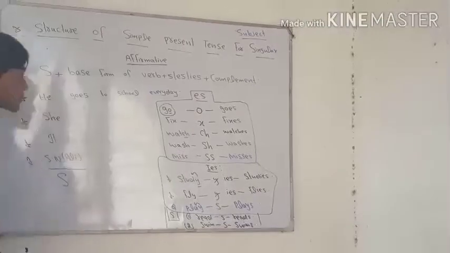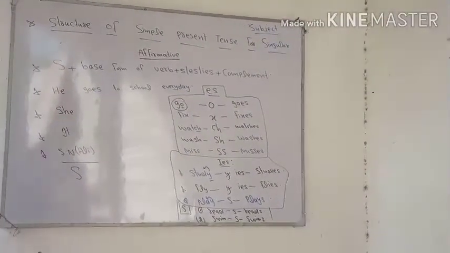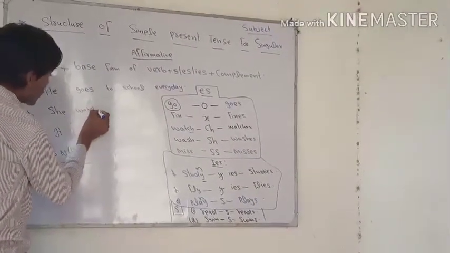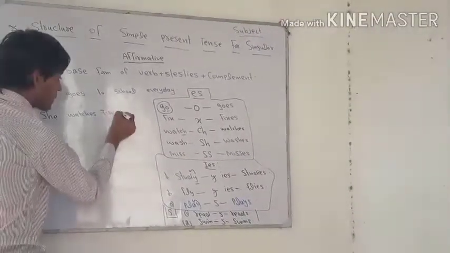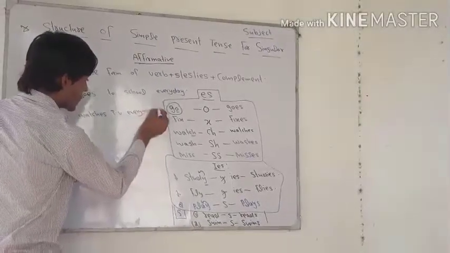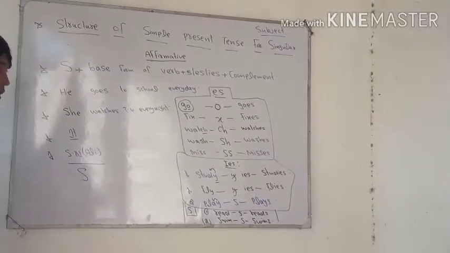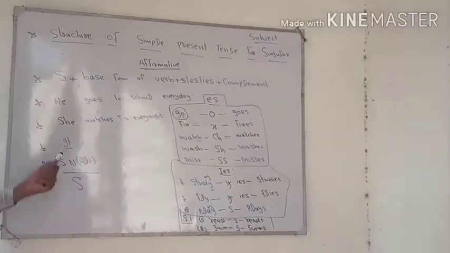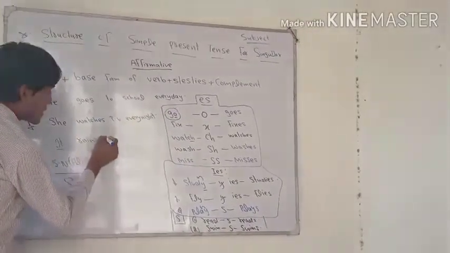Next one. If you talk about she, we can write she watches TV. She watches TV every night. And if we talk about rain, it is mostly followed by rains or snows, etc. For example, I say that it rains, R-A-I-N, rains.